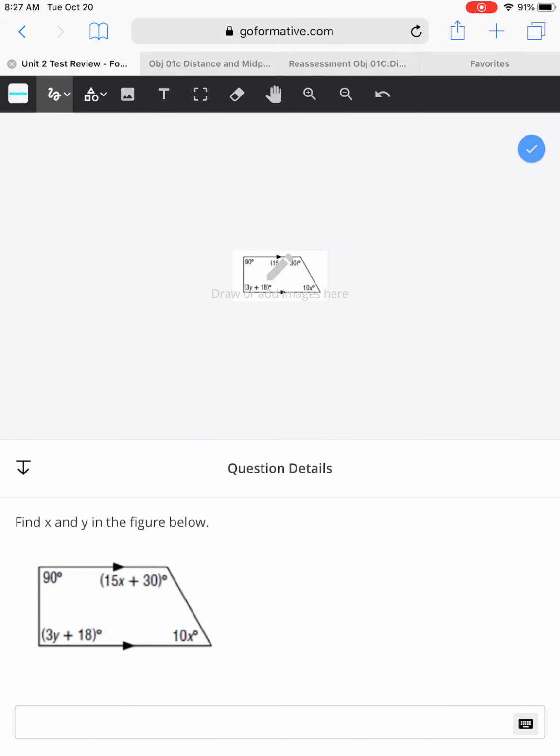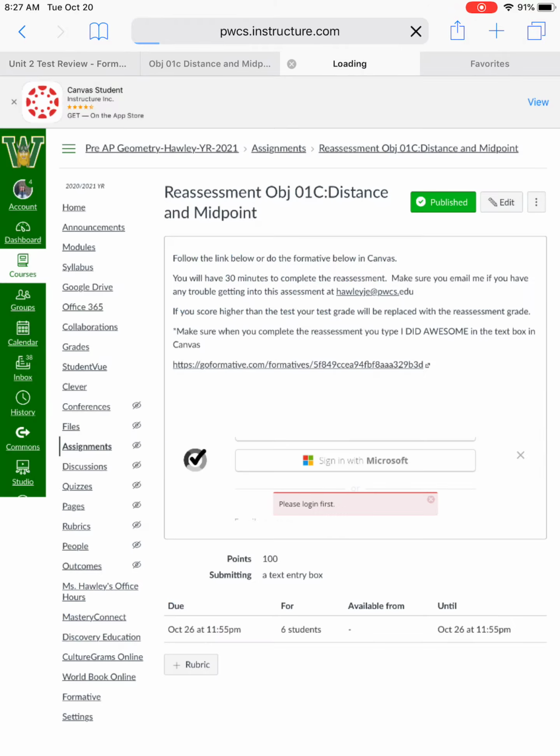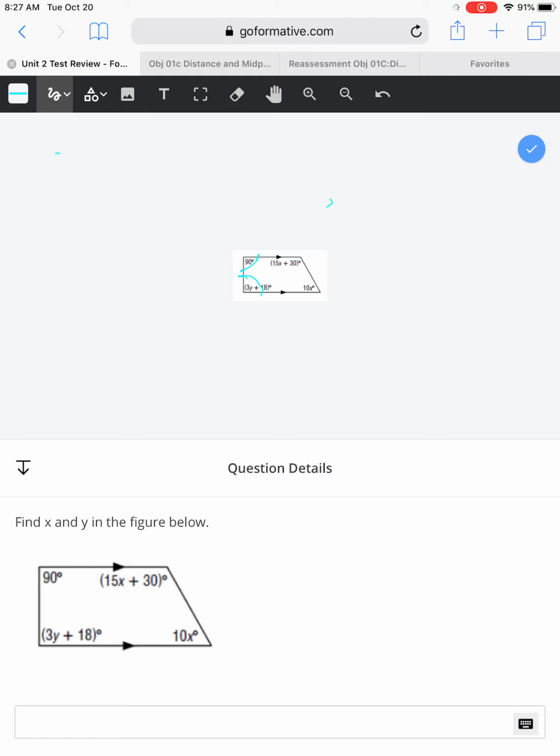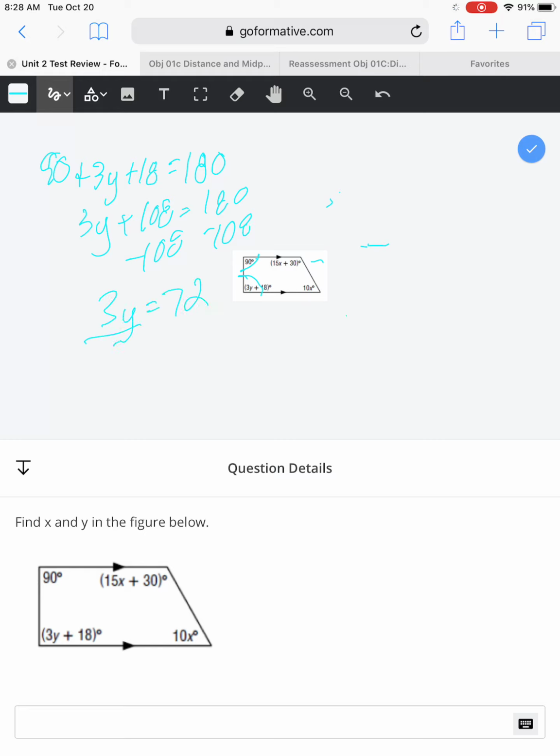Next one, same idea, consecutive interior angles. I know 90 plus 3y plus 18 is equal to 180. Sorry about that. 90 plus 3y plus 18 is equal to 180. 3y plus 108 is equal to 180. Subtract 108, subtract 108, 3y is equal to 72. Divide by 3, divide by 3. Y is equal to 24, I believe.